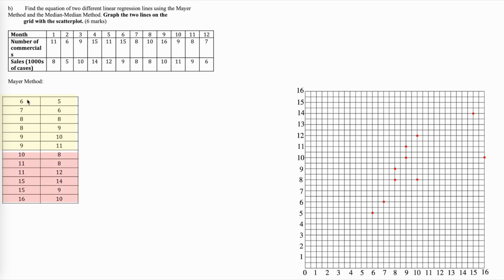I'm going to take the average of the first half of these x values. The mean test results in yellow. If I average these out, that gives me 7.83 repeating. The mean for the final marks in yellow, I'm going to average those out. So add them all together, divide by 6. That gives me 8.16 repeating.